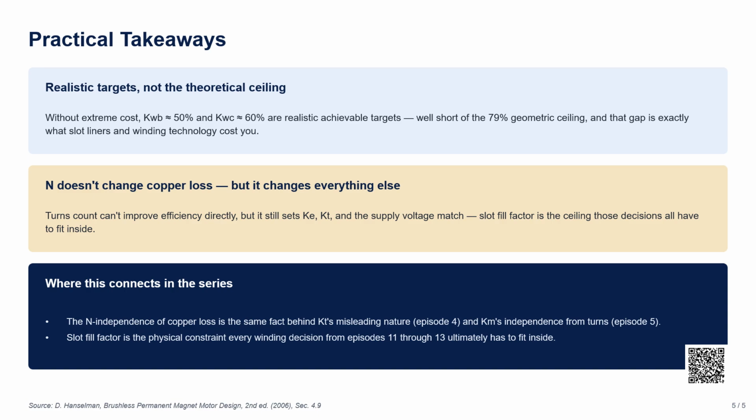And finally, remember the connections. This same N independence of copper loss is exactly what made the torque constant misleading in episode 4, and what kept the motor constant independent of turns in episode 5.